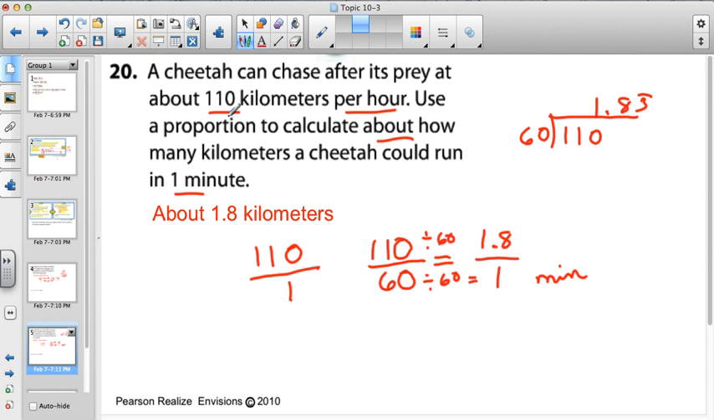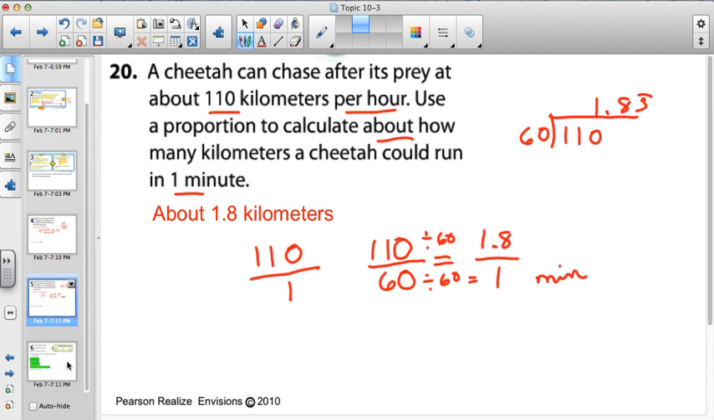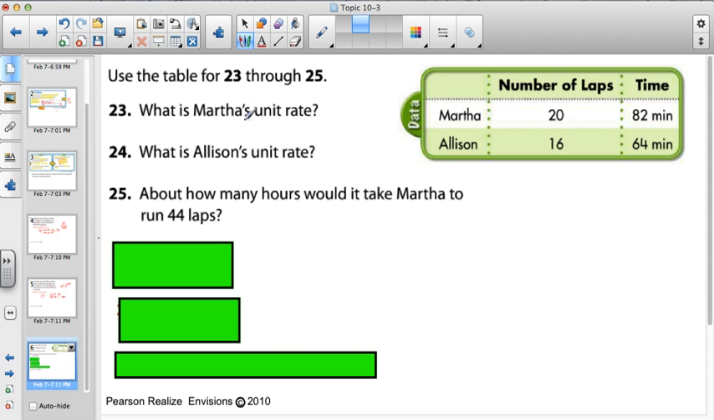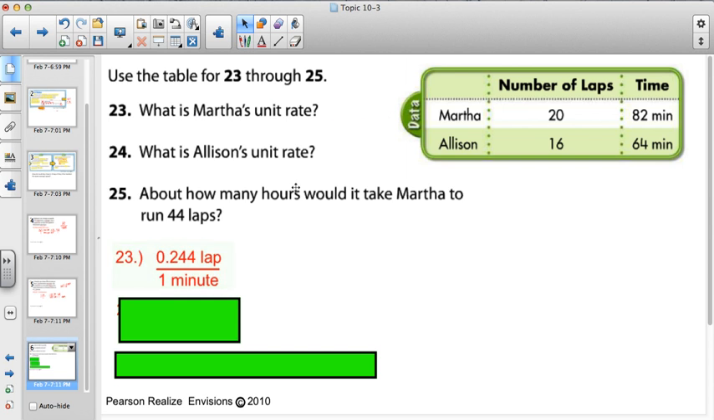Alright. Let's take a look at a few other example problems. See if you can solve these problems on your own. Pause the video and see what you come up with. Alright, here we go. Let's take a look at number 23. The answer to number 23 is Martha's unit rate is 244 thousandths of a lap in 1 minute.